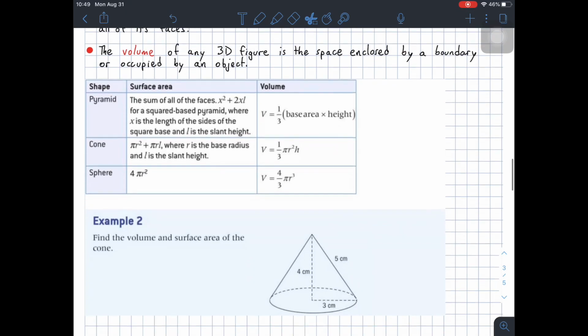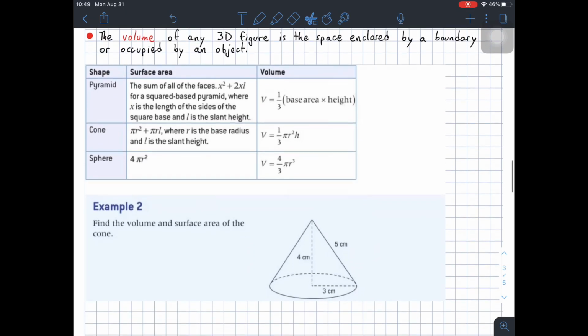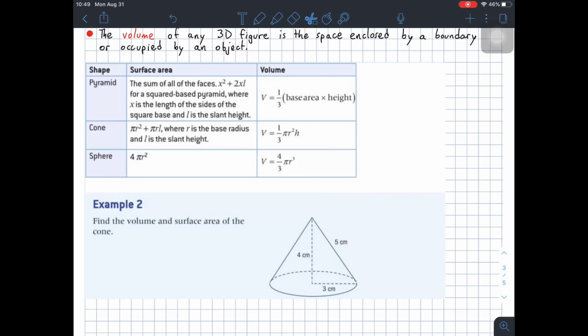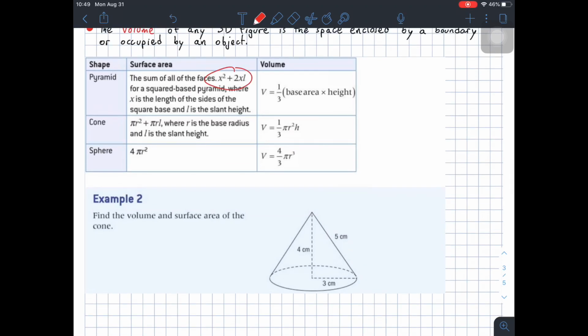Okay, so here we have the formulas for surface area and volume of these 3 particular figures, pyramid, cone, and sphere. For a pyramid, it says the sum of all of the faces, x squared plus 2xl for a square-based pyramid, where x is the length of the sides of the square base and L is the slant height. So this formula actually changes depending on the type of pyramid, right? In this example, this is the formula for a square-based pyramid.